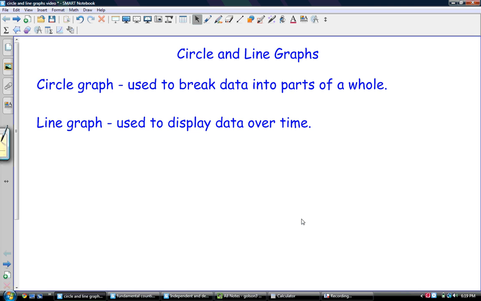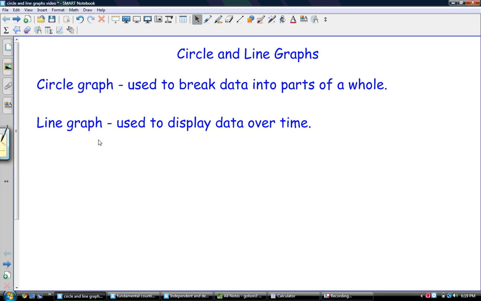Okay, today's lesson is on circle and line graphs. Basically, we're just going to look at what each one is used for and then constructing them. The line graph we've been doing in the last chapter. We did line plots or scatter plots, and then we graphed functions, graphed lines, linear equations. Line graphs are pretty much the same thing, so that should be pretty easy.